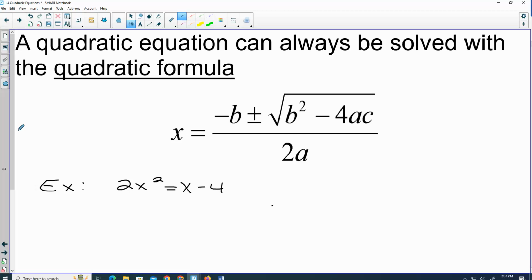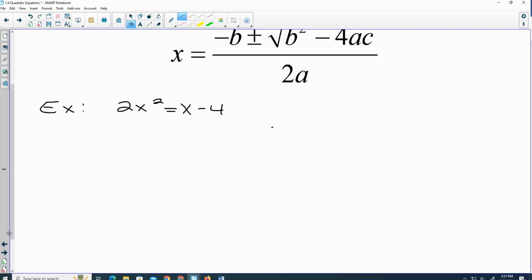Has to be all on one side. Does it matter which side? Not at all. Do you guys have a preference? Feel safer when everything's on the left? So we can subtract over the x. Subtract and then add over the 4.